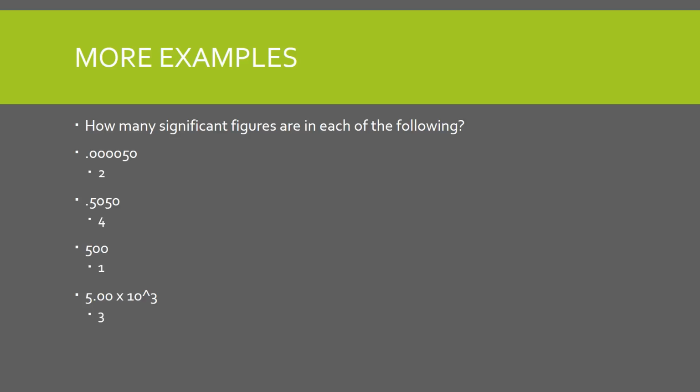In the last one, you have 5.00 times 10 to the third power. So this is something that's special, and the reason we use scientific notation in science is because scientific notation only shows significant figures and gets rid of everything else. So in scientific notation, however many numbers there are before the times 10 to the x power is how many significant figures there are. Everything before that will always be significant.